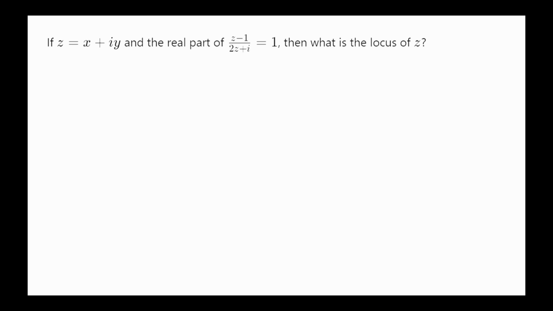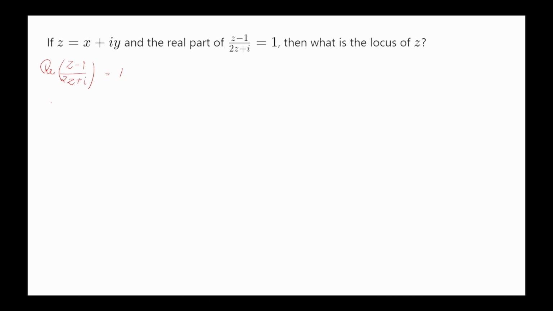Let's look at this question. In this question, of course, you can see that there is no standard format that you can find out. Here they've given us that the real part of (z minus 1) upon (2z plus iota) is equal to 1. So again, there is no standard format here, so we have to replace z with x plus iota y.